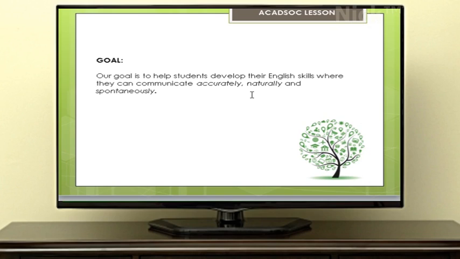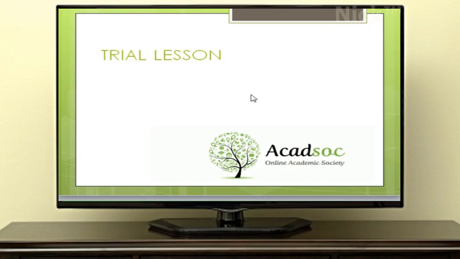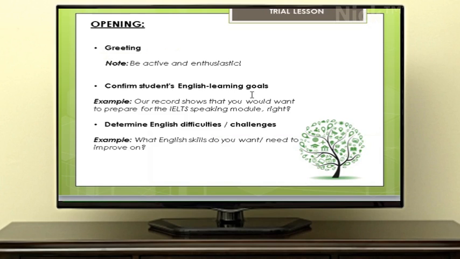Now let's focus more on the trial lesson. A trial lesson is where a prospect student gets a glimpse of what an ACIDSOC class is like. It's a major deciding factor for whether or not to study with us. And so that's why we have those 3 parts when it comes to a 25-minute ACIDSOC lesson. Let's start with the opening.